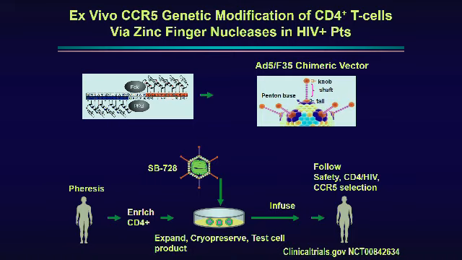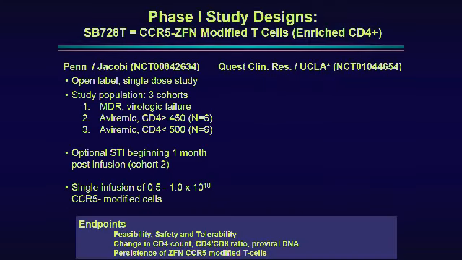We use a chimeric adenovirus to deliver the gene encoding the zinc finger nuclease for each of the patients, enrich for CD4 cells, grow the cells up, and take the samples and perform the testing as I showed on the earlier slide prior to infusion. And this was a first-in-human trial of gene editing, and the goals were to follow safety and feasibility, and also look for engraftment of CD4 cells, HIV viral levels, and the potential selection of the CCR5 edited cells.